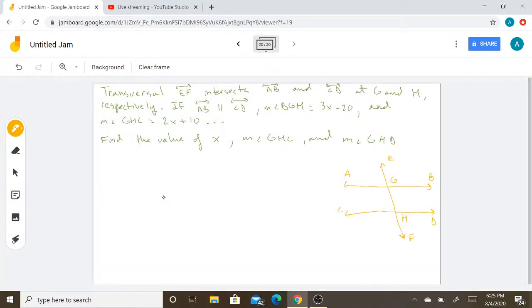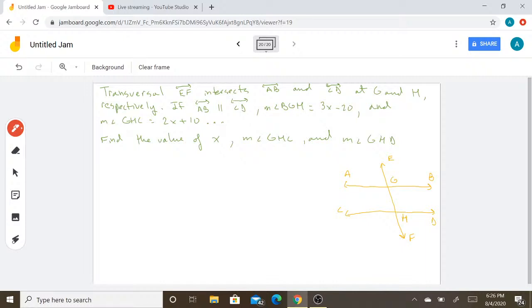This is the last problem for today, and it gives us the information that the transversal EF intersects lines AB and CD at points G and H, respectively. If lines AB and CD are parallel, and the measure of angle BGH is 3x minus 20, and the measure of angle GHC is 2x plus 10, find the value of x, the measure of angle GHC, and the measure of angle GHD. So it gives us information and it wants us to solve three different things. First, it's the value of x, and then using the value of x, plug it into these expressions and get the actual measures of the angles.